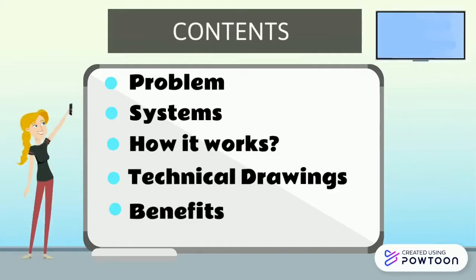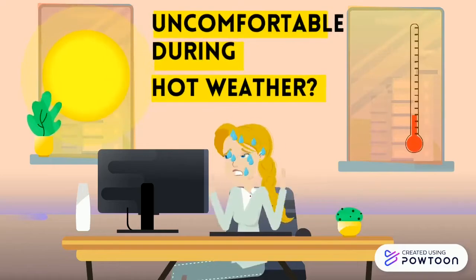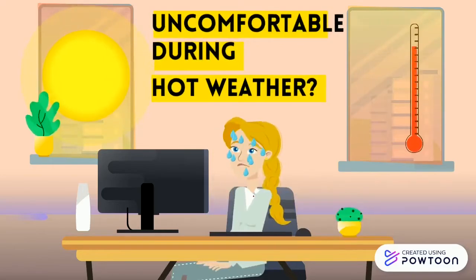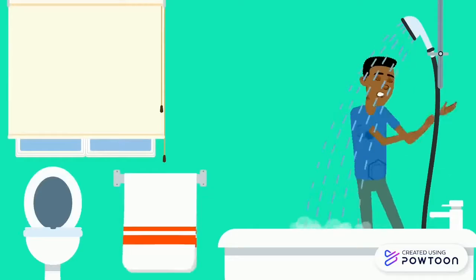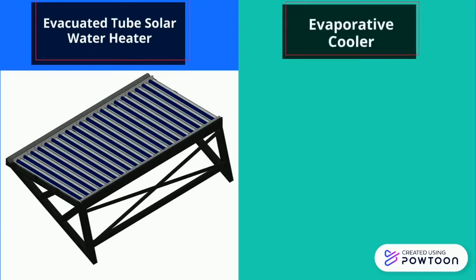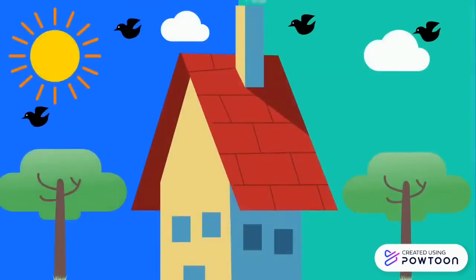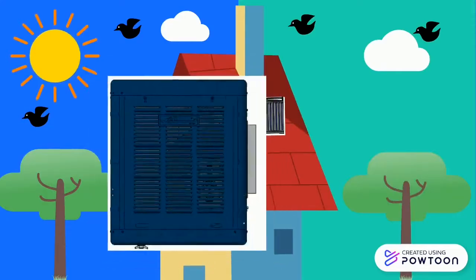Now, let's get started. As a student staying in the hostel campus, do you feel uncomfortable when doing work in your room, especially in hot weather? And, do you feel cold when taking a shower in the morning? Introducing the Evacuated Tube Solar Water Heater and the Evaporative Room Cooling System. These two systems are installed at the residential building as shown here.